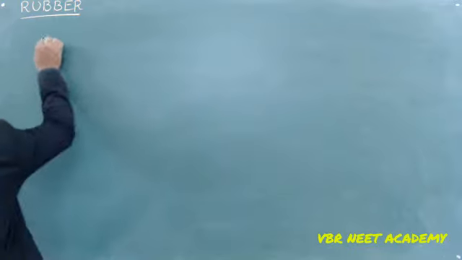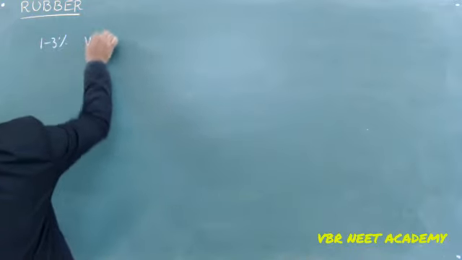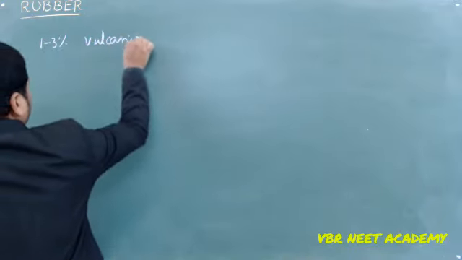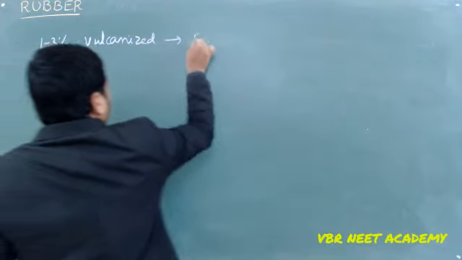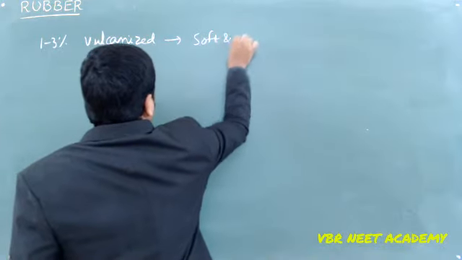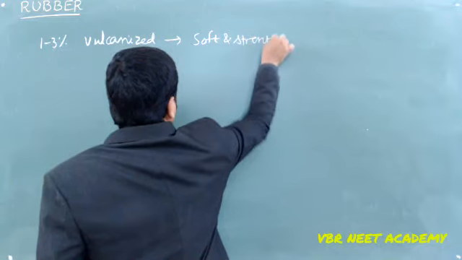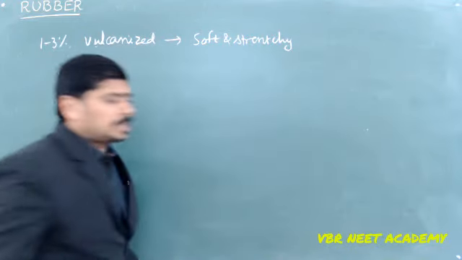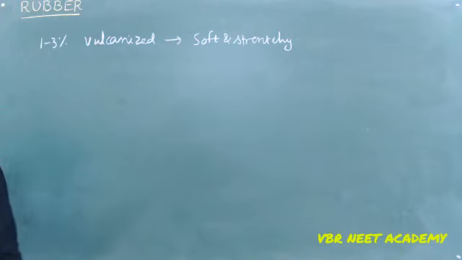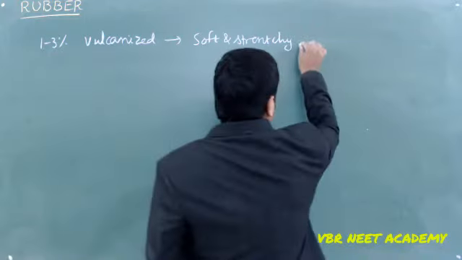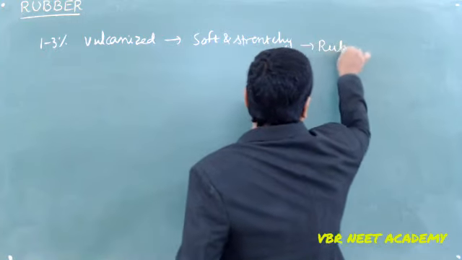Now when we have 1 to 3% sulfur, the vulcanized rubber is soft and stretchy. This rubber is not that hard, it is soft and stretchy, so this 1 to 3% vulcanized rubber can be useful for making rubber bands.